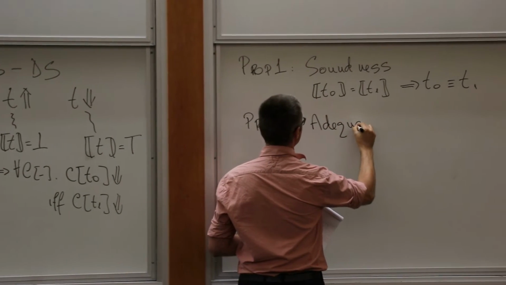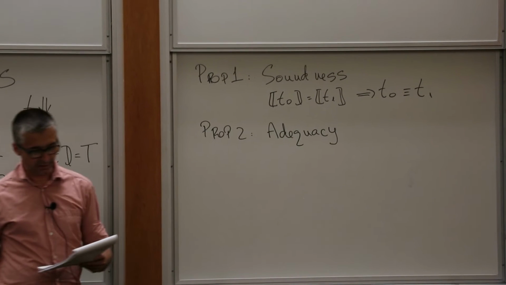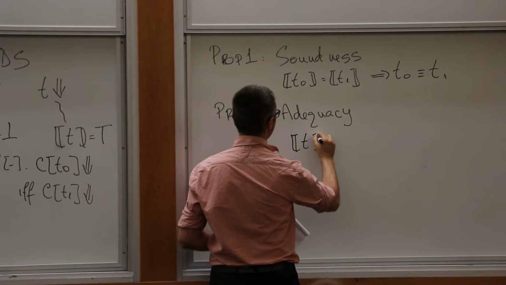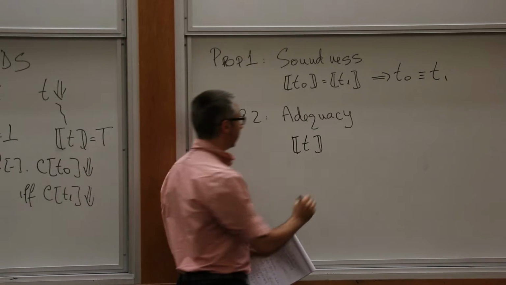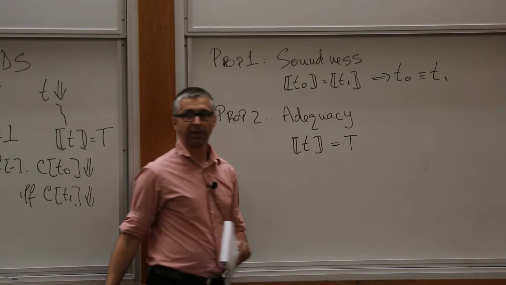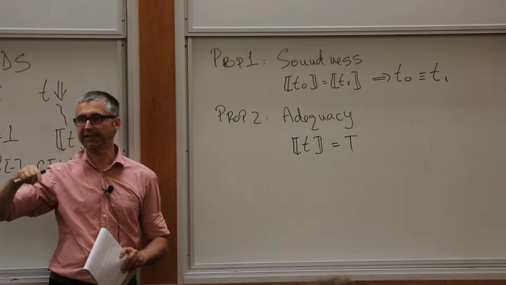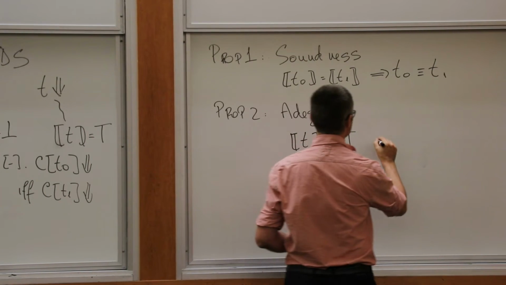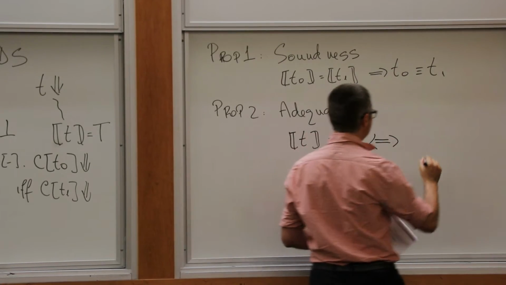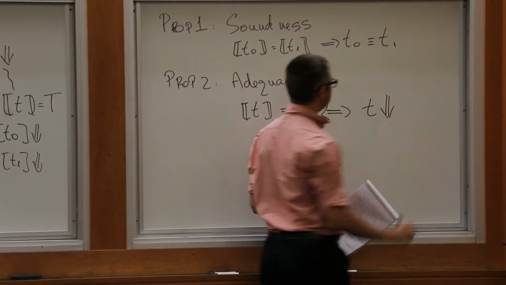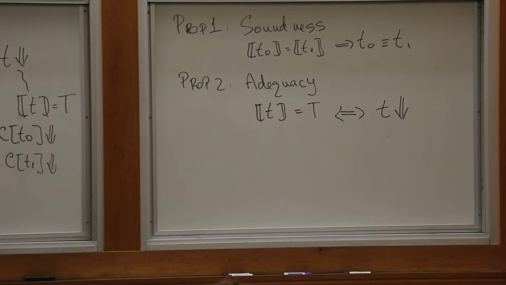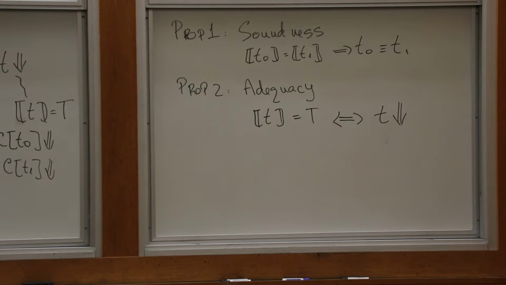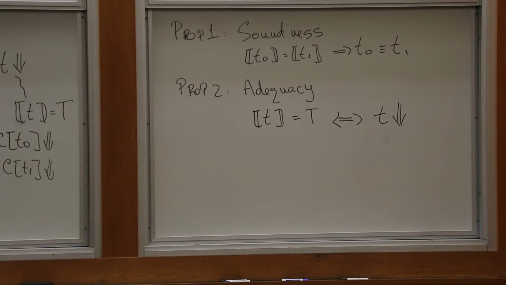The second property, adequacy, is a deeper connection between syntax and semantics, which says that if you have a program that terminates in the denotational semantics, so it is assigned the meaning of the terminating program, well, then that's going to happen if and only if the program T terminates. This is a lot harder to prove, as you will find in the literature. It's a much more challenging result.